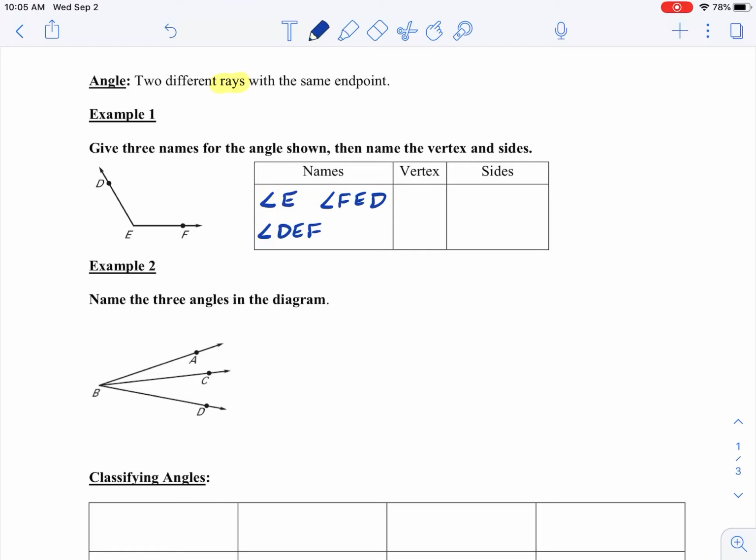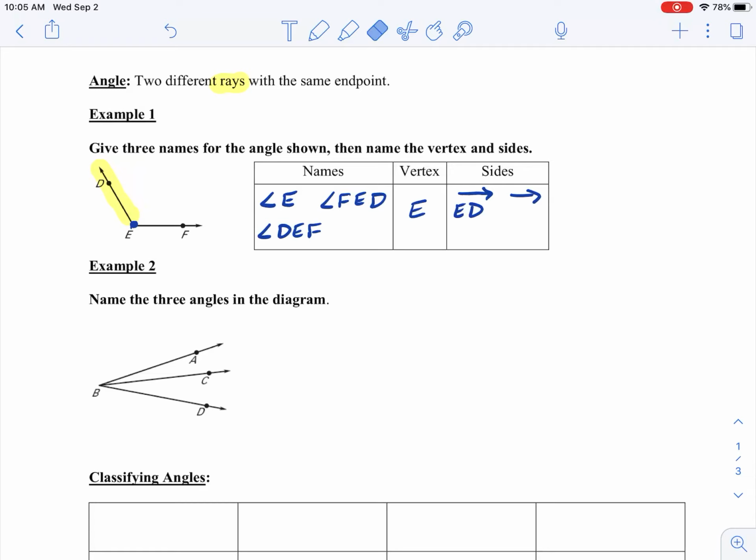All right, now I've already brought this up quite a bit. The vertex is a point. The vertex is that shared point, which in this case is point E. And then our sides are the rays. So there is one ray right there, which I'm going to call ray ED. And remember, with our notation, the arrow is always going to go to the right, and I have to start with the endpoint or the initial point. So in this case, it's E, D.